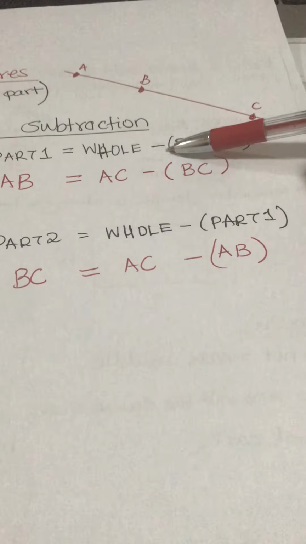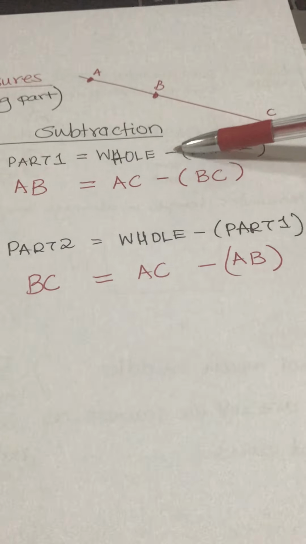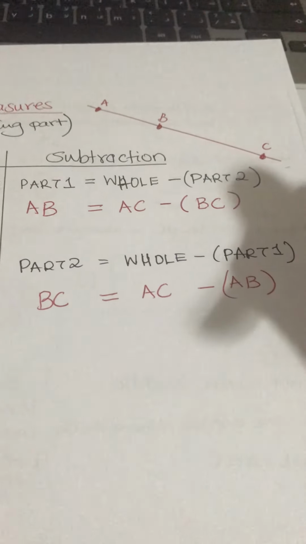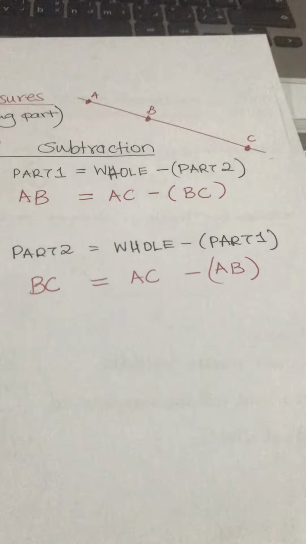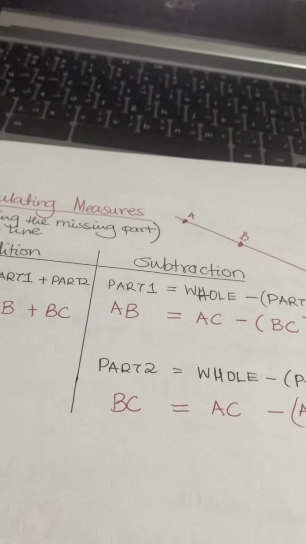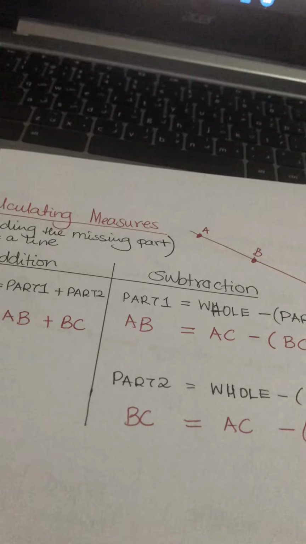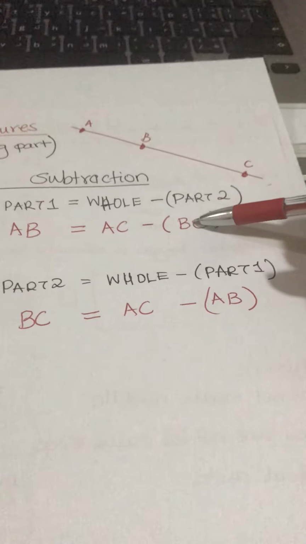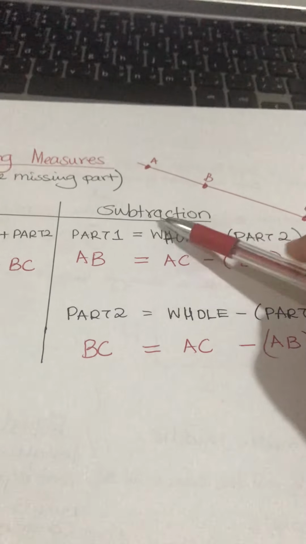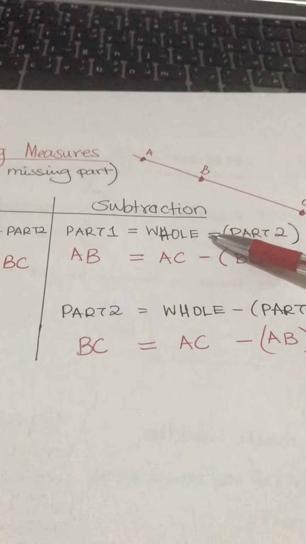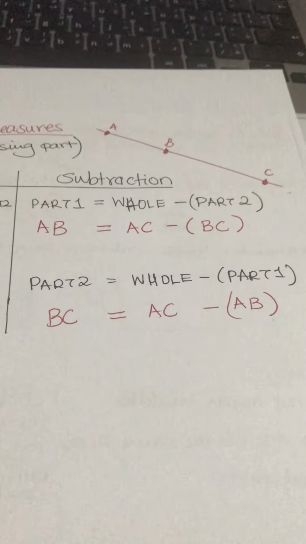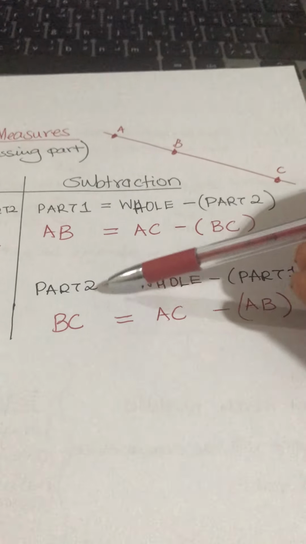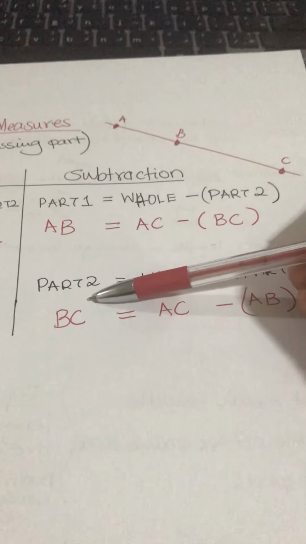AB equals AC, the whole, minus the part. And when you're doing this minus the part, you must put it in brackets. Please put it in brackets, especially when you have X in your equation, because you have to do the distribution property. If you don't do distribution property, your answer will not be correct. Use the bracket.